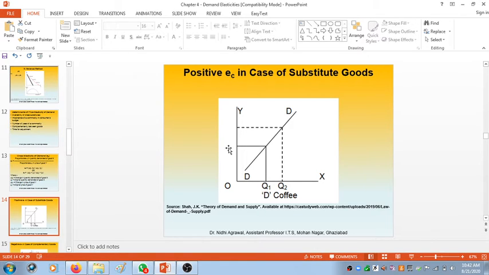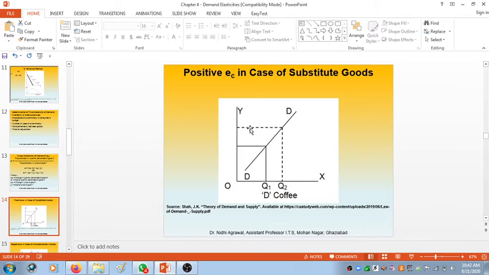Suppose this is the initial situation, initial quantity Q1 and initial price, for example, P1. When the price is P1 and quantity is Q1, the customer is purchasing Q1 units of coffee. This is the price of tea. On the vertical axis we are taking the price of tea, and on the horizontal axis we are taking the quantity of coffee. So for the numerator we are using coffee, for the denominator we are using tea. Suppose tea is going to be dearer, so we are moving from this price level to a higher price level.